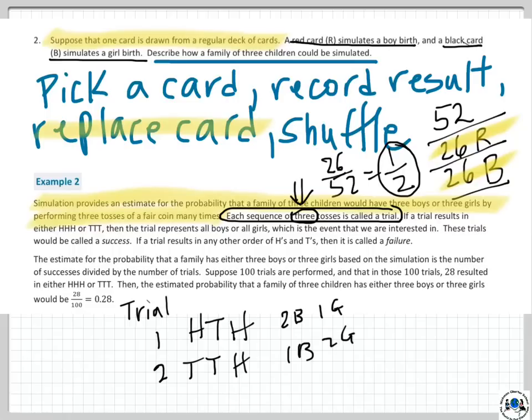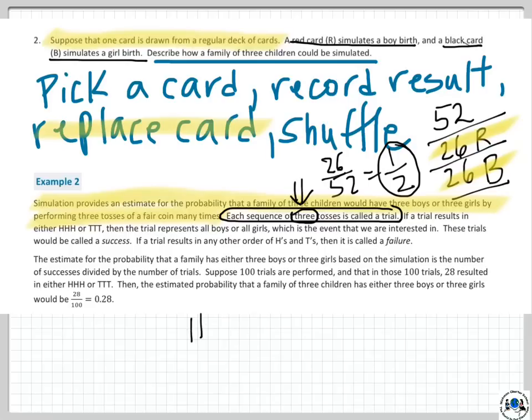Okay, so each one of these is considered a trial. Hopefully that's a little clearer than mud at least. If a trial results in either HHH or TTT, then the trial represents all boys or all girls, which is the event that we are interested in. So we are interested in these two events, the HHH and the TTT: all boys or all girls.